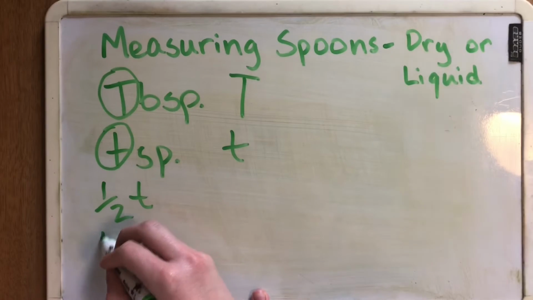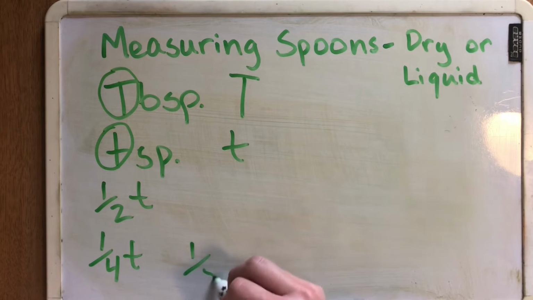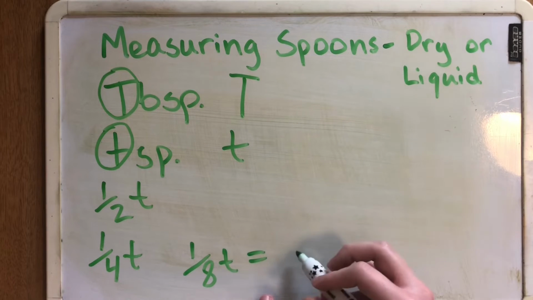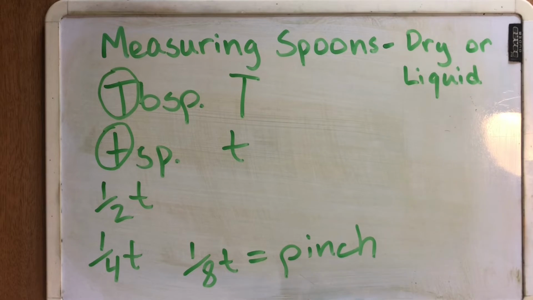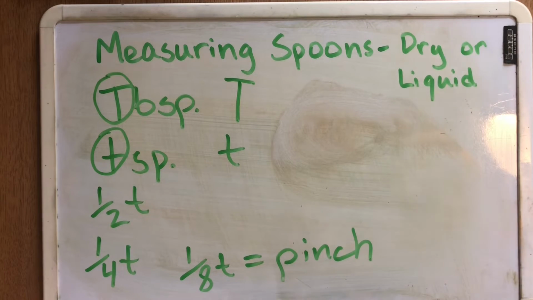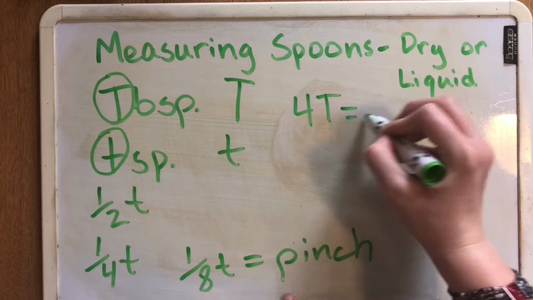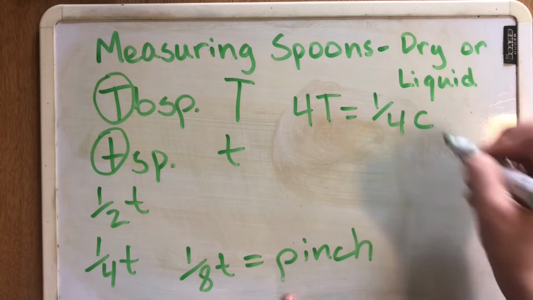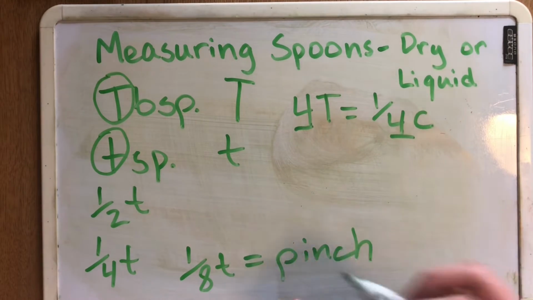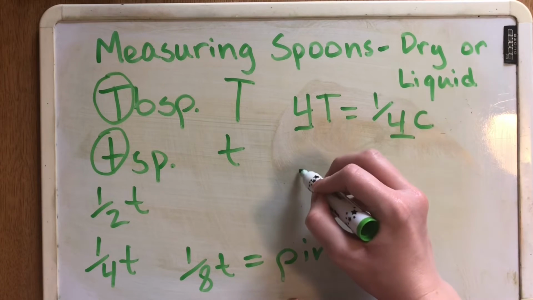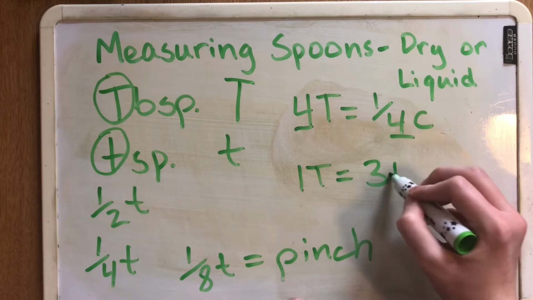There's not really 1/3 of a tablespoon, 1/4, and there is sometimes 1/8, which you might also see as a pinch. Another really important thing you should know is 4 tablespoons is equal to a 1/4 cup. You can remember that by 4, 4. Going down, 1 tablespoon is equal to 3 teaspoons.